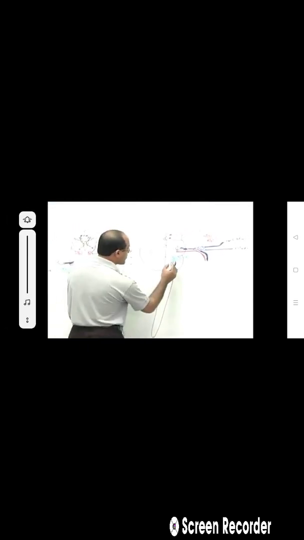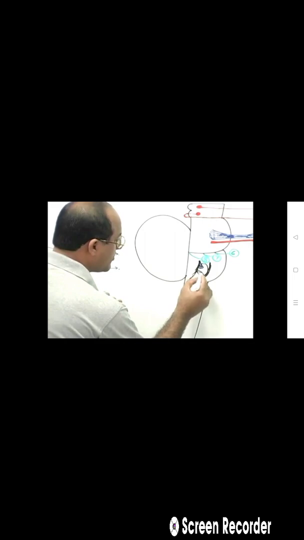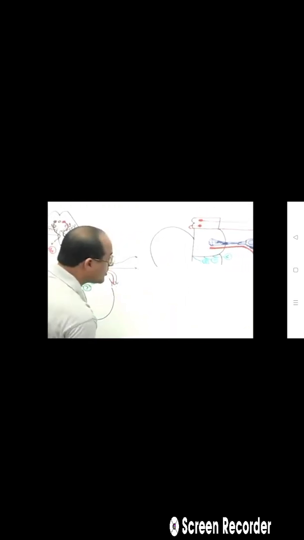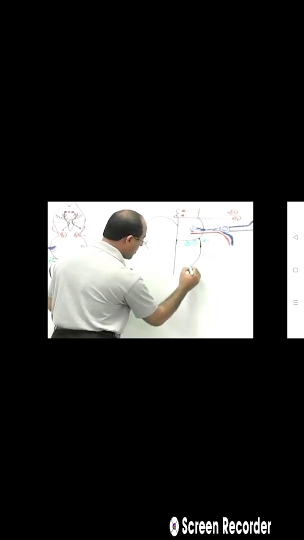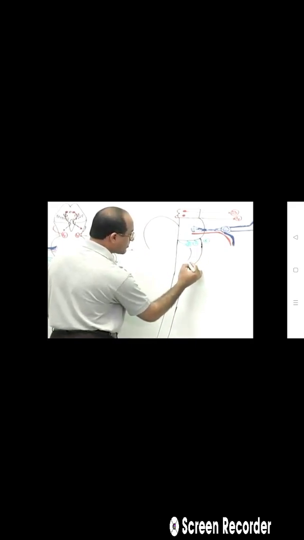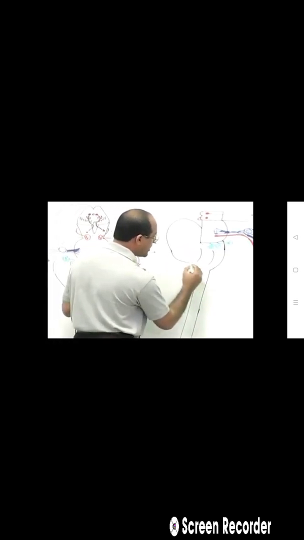Now, what really happens? Ninth nerve, 10th nerve, and cranial part of 11th nerve. Okay, let me change the color so that you can see it more clearly. This is the pre-olivary sulcus, and here there is the post-olivary sulcus.